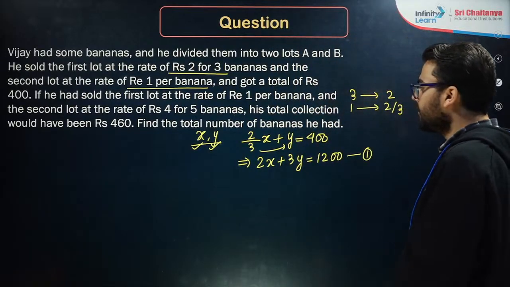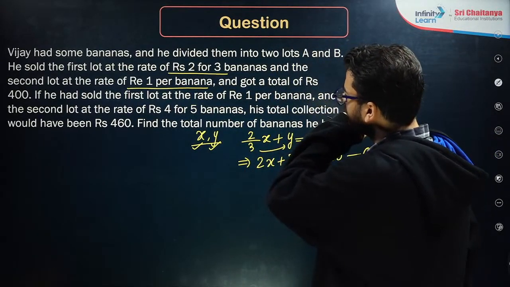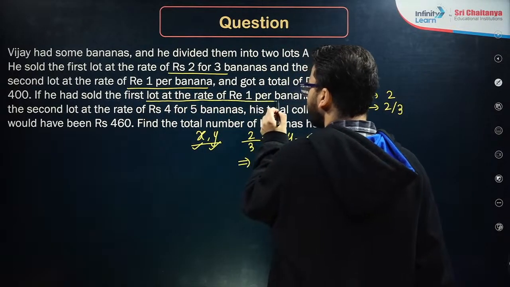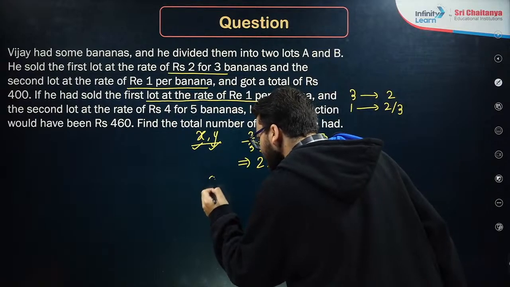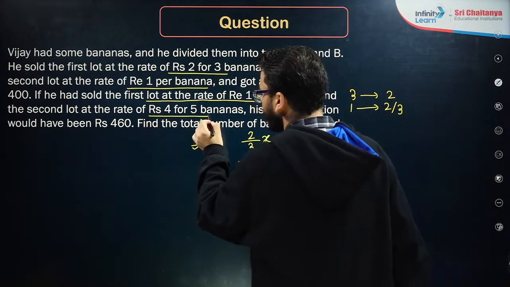Now you see over here, if we had sold the first lot at the rate of ₹1 per banana, so for x bananas that will be ₹x plus, and the second lot at ₹4 for 5 bananas.